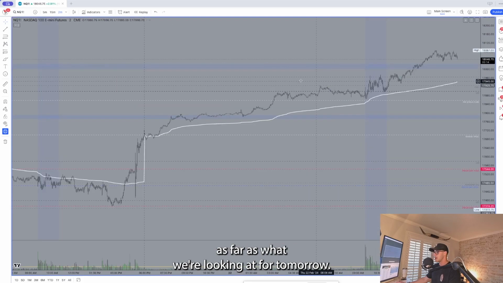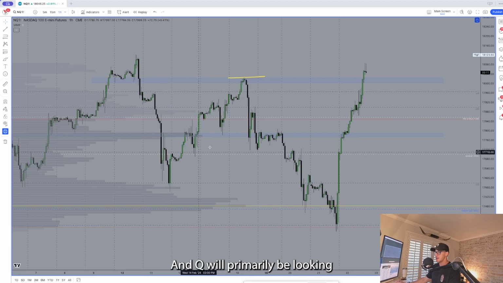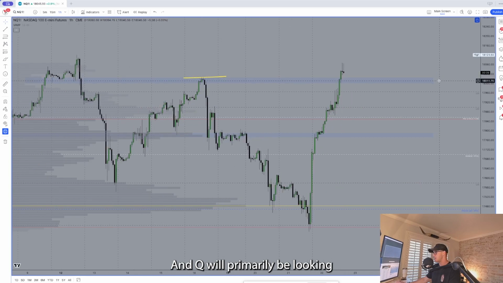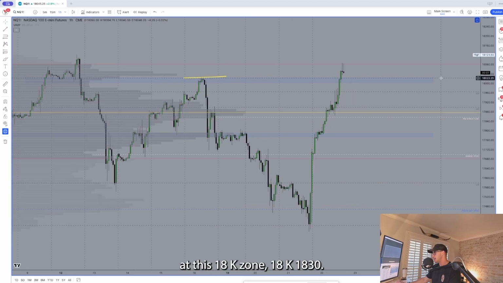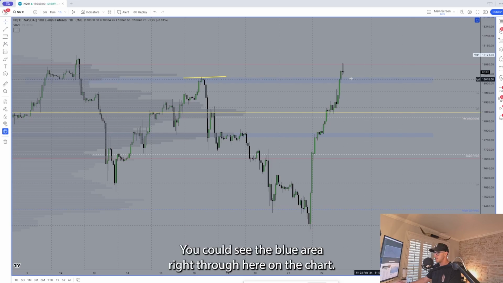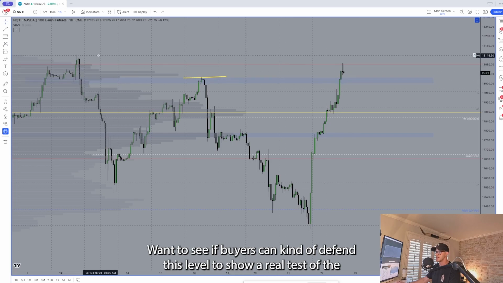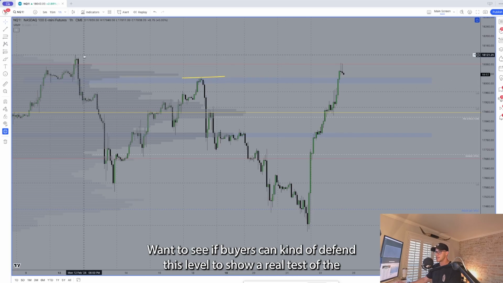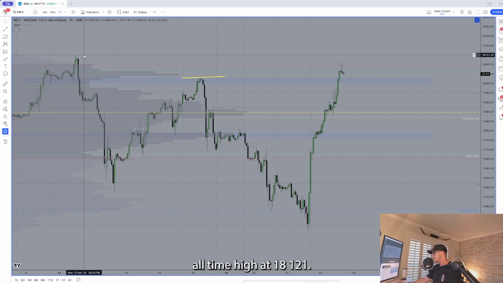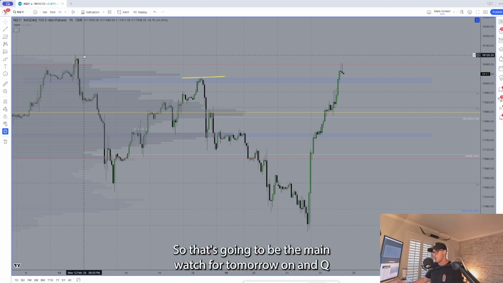As far as what we're looking at for tomorrow in NQ, I'm going to primarily be looking at this 18K zone, 18K, 1830. You could see the blue area right through here on the chart. I want to see if buyers can defend this level to show a real test of the all-time high at 18,121. So that's going to be the main watch for tomorrow on NQ.